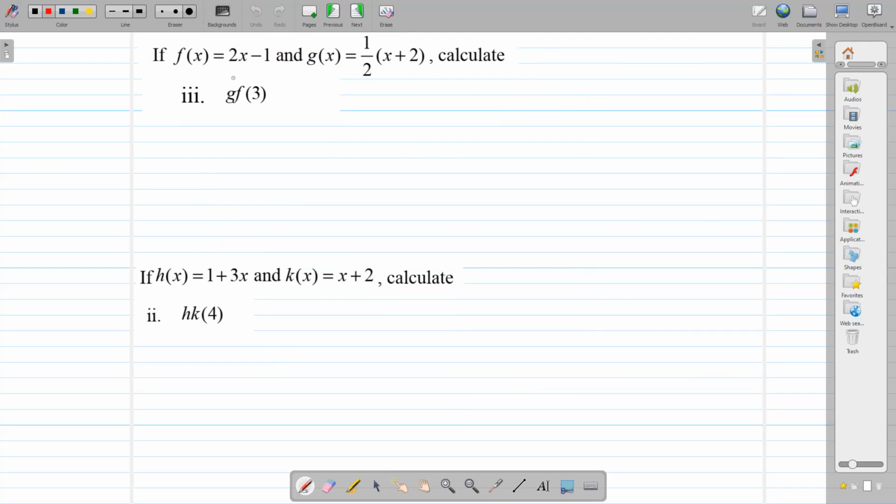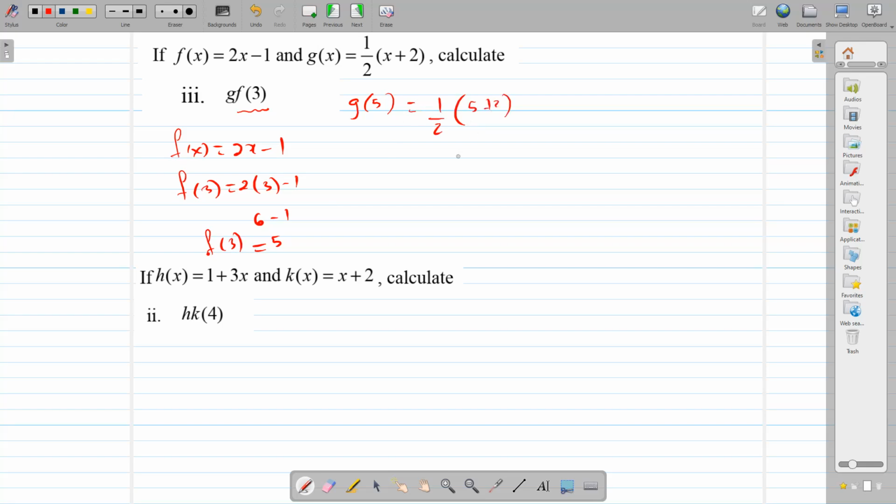So if we have these two functions, f of x and g of x, and we're going to find g of f of 3, then the first one we need to work out is f of 3. So let's work out f of 3. F of 3 means we're going to put 3 into this one. So f of x is equal to 2x minus 1. We're going to find f of 3 would be 2 times 3 minus 1, which is 6 minus 1, which is 5. Now that we have the value for f of 3, we're going to put it into our g function and essentially find g of 5, because f of 3 is equal to 5. So g of 5 is going to be equal to half of 5 plus 2, which gives us half of 7, and half of 7 is 3.5.